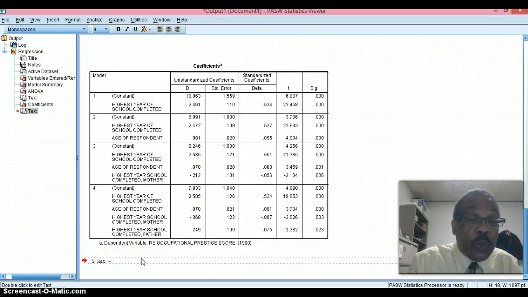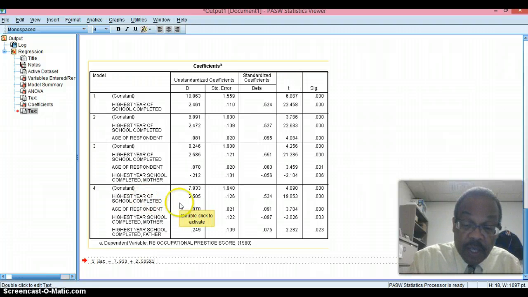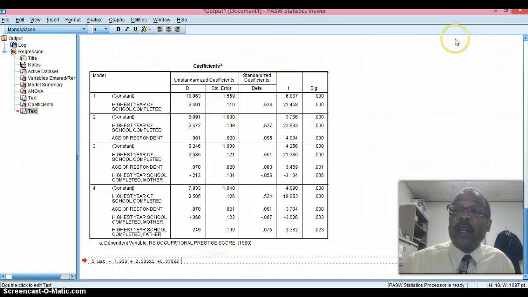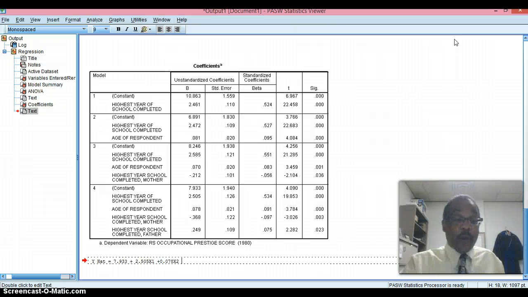Y hat is equal to 7.933 plus 2.505 x1, and in this case x1 would be highest year school completed, plus 0.078 x2, where x2 is age of respondent, and you would add these other 2 as well, just giving you an idea of what the answer will be. Very good. So that's all that is involved in looking at stepwise regression.